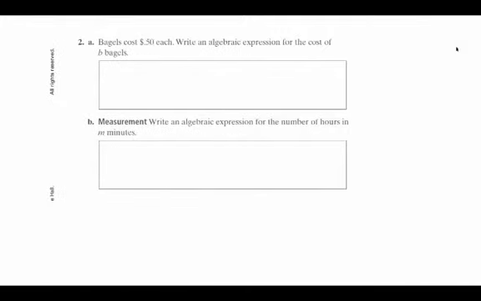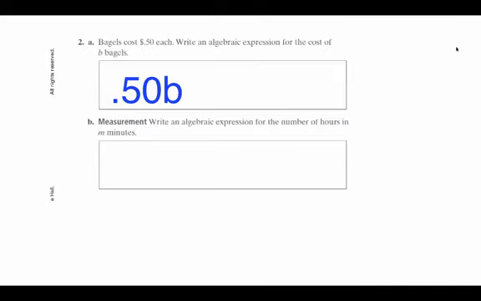Now we're going to look at another example. For 2a, it says bagels cost 50 cents each. Write an algebraic expression for the cost of b bagels. Well, if we knew how many bagels we had, we would take the number of bagels times 50 cents each. We're going to do the same, except this time we're going to use b for the number of bagels. So you will end up having 0.50b. Remember, when multiplying a number and a variable, we don't use any symbol in between.